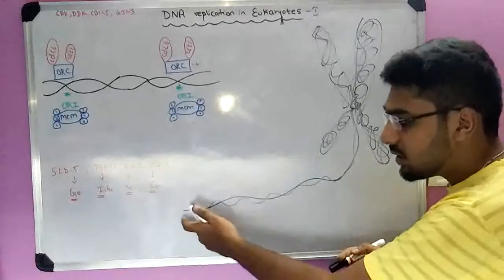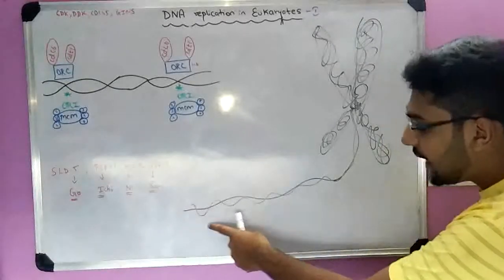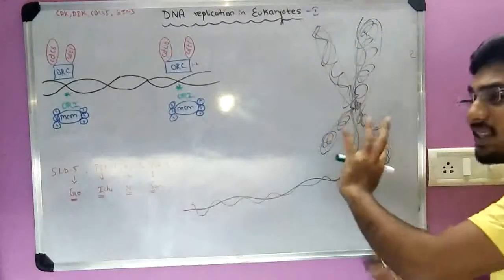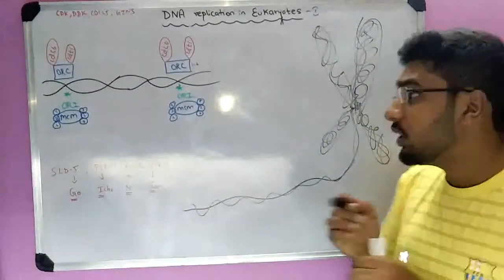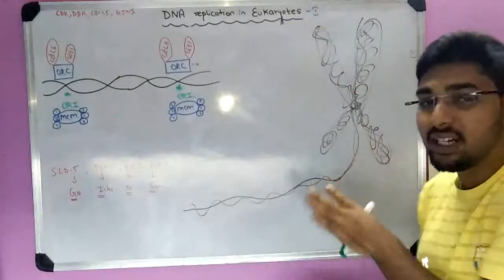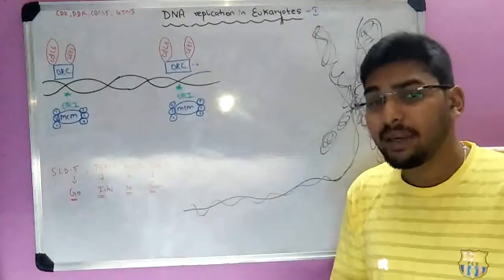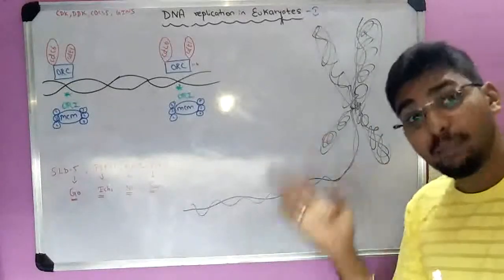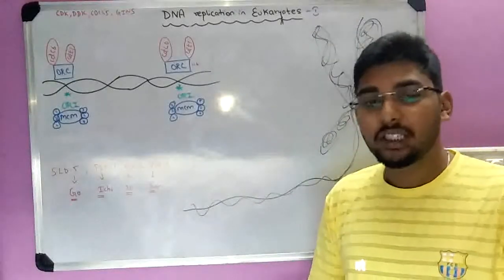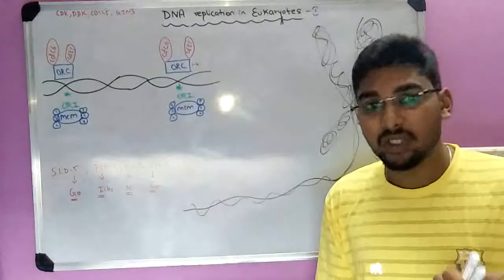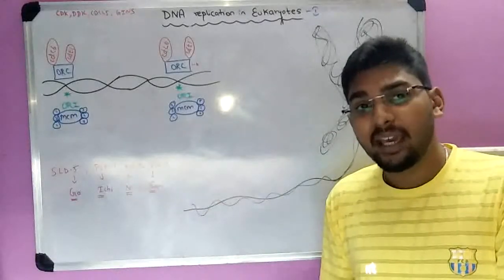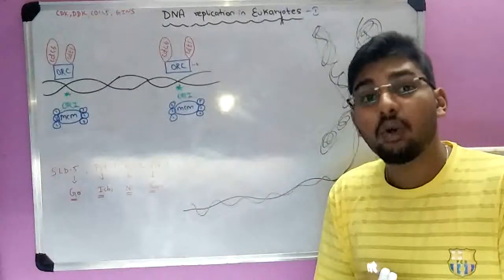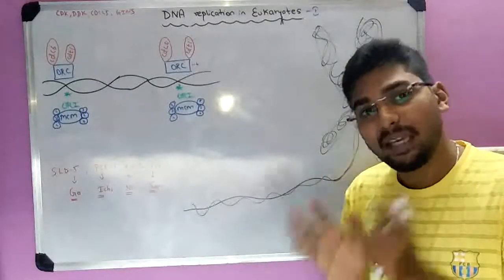If the replication is starting from here, by the time the replication for the entire chromosome is covered, it requires a very long period of time. So that's the reason replication starts at many places. That is one of the major differences between prokaryotic and eukaryotic replication. Whereas in prokaryotic DNA replication, the replication starts only at a single point. That point is called the ORI site, origin of replication site.